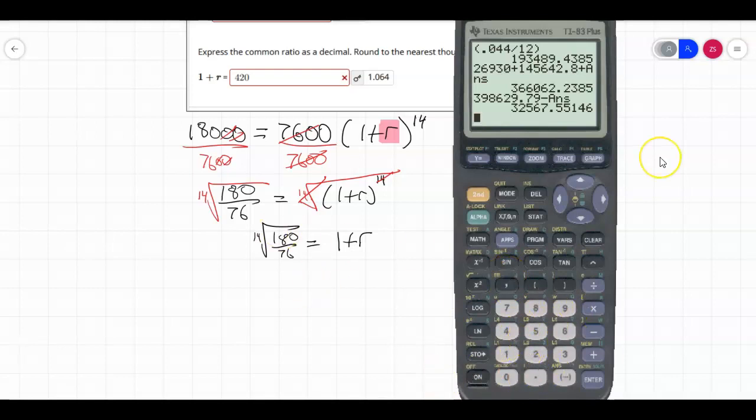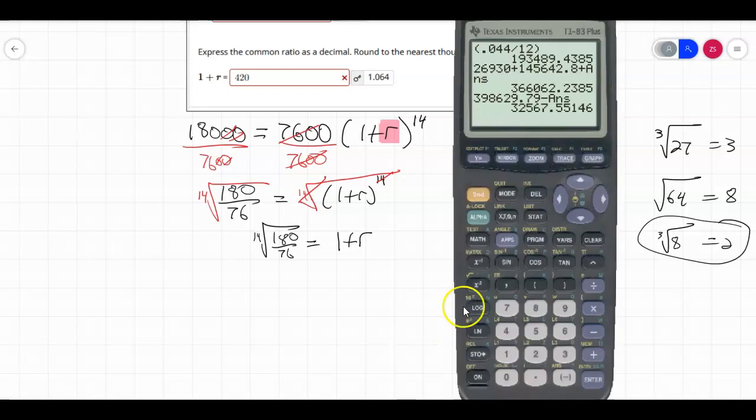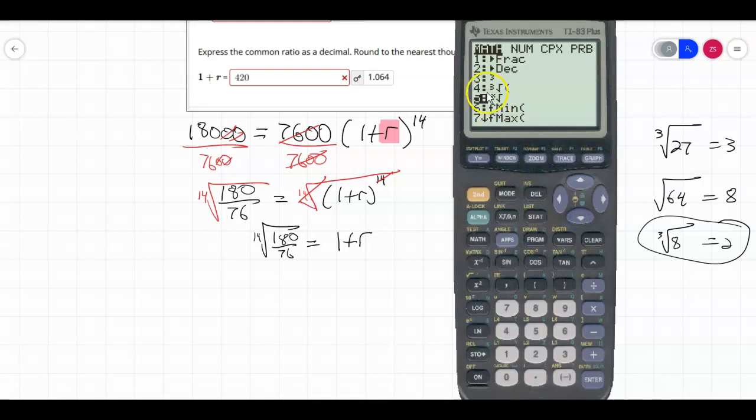Now, the cube root of 27 is 3. The square root of 64 is 8. Let's do the cube root of 8 is 2. This would be a good one. These are just some simple facts that I hope that you know. But this way we can check the keystrokes to make sure we know how to use a cube root or a 14th root, etc. Now you might have a crazy root button like this.